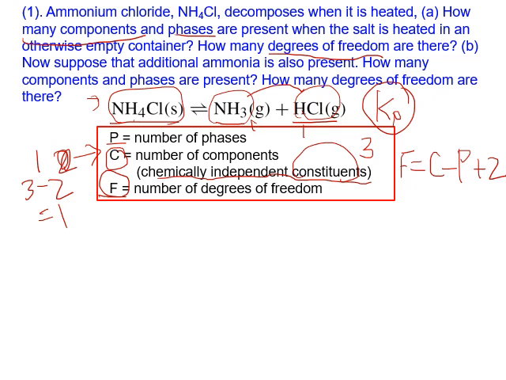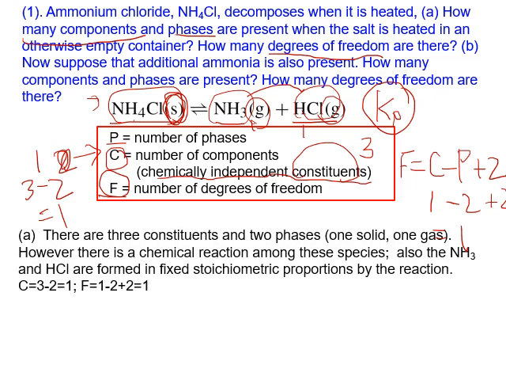So C is 1. All right. How many phases? You have a solid, and you have a gas phase. The gases together form one phase. Solid phase, gas phase. So that's 1 minus 2 plus 2, and that gives you 1. So the degree of freedom is 1.